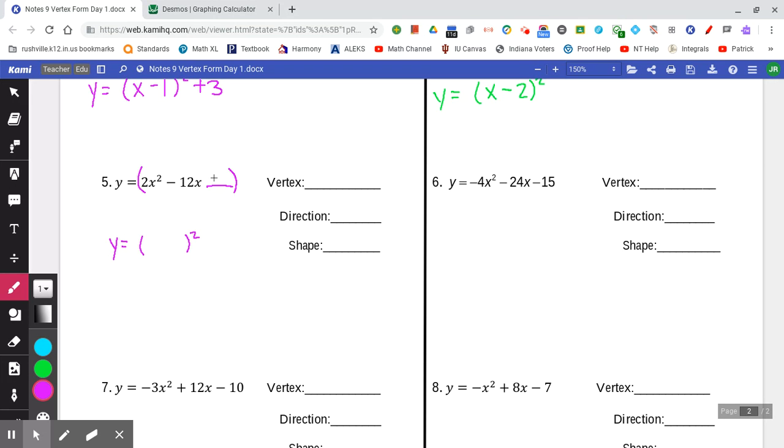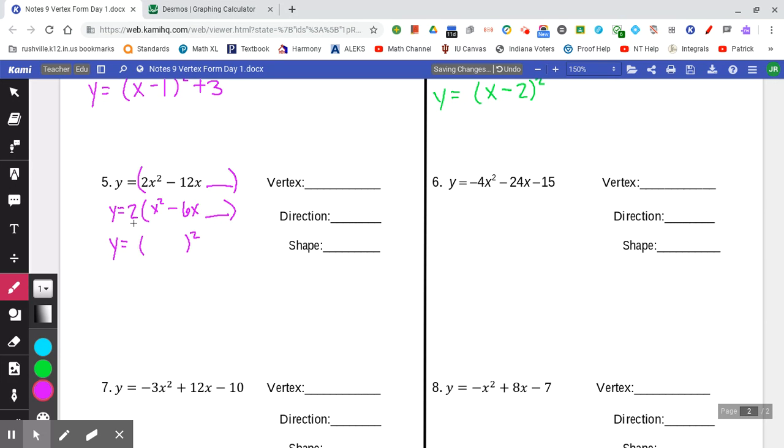But then what we need to do is we're going to always factor out that a. We're going to factor out that term from just the trinomial that's going to factor down to be this binomial squared. So what's in front of x squared? Well, it's a 2. So what we're going to do is we're going to take the 2 and move it out in front. And then in parentheses, we're left with x squared minus 6x and then a blank.